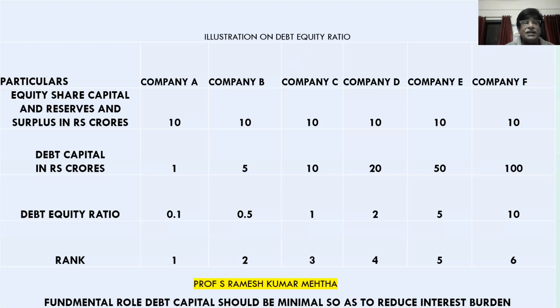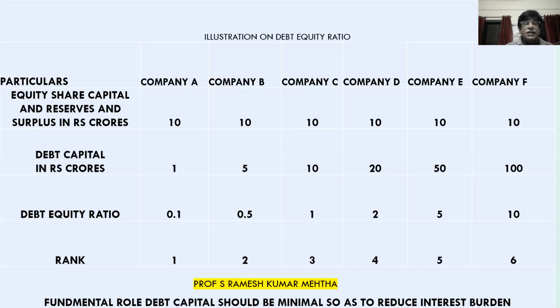Now look at the debt capital, because debt is the area where we are emphasizing, as we are talking about the debt equity ratio. The first company in the illustration, Company A, has a debt of only 1 crore. B has 5 crores. C has 10 crores. D has 20 crores, and so on. And the last company, F, has 100 crores. Please remember, on this 100 crores they have to pay interest, plus keep paying the principal repayment from time to time as agreed or determined.